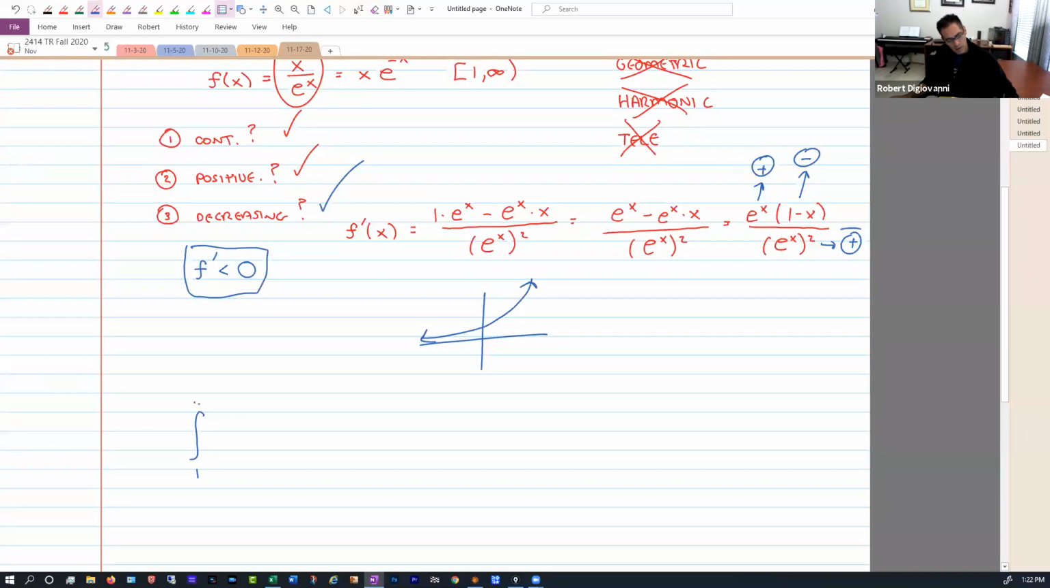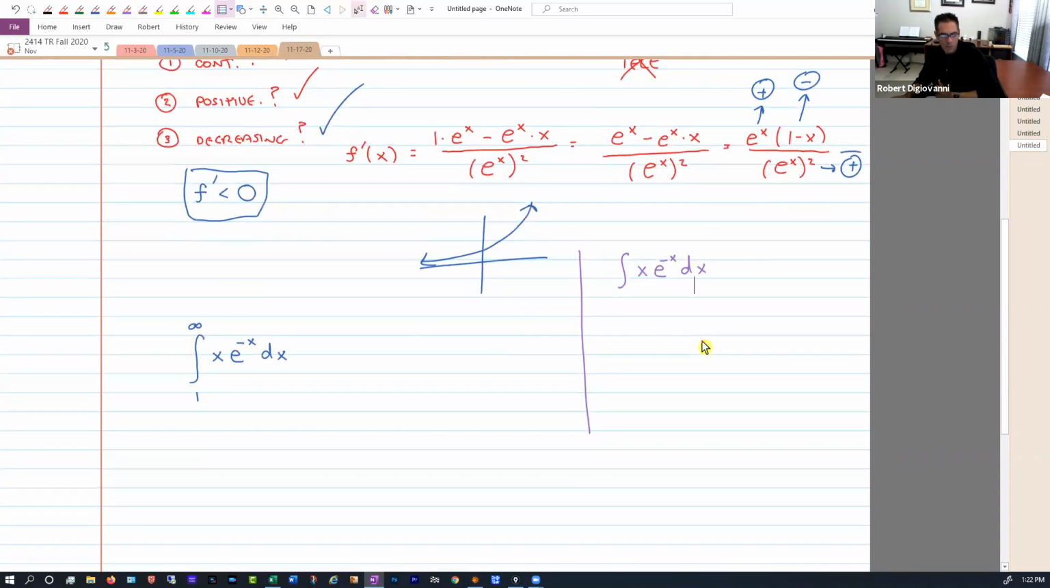Integral 1 to infinity. I'm going to write it this way, x e to the negative x dx. And I think this is a good opportunity for me to go to the side here, and let's just do that integral. Let's do it as an indefinite integral. That way we can do our integration by parts. Then we'll come back over here.